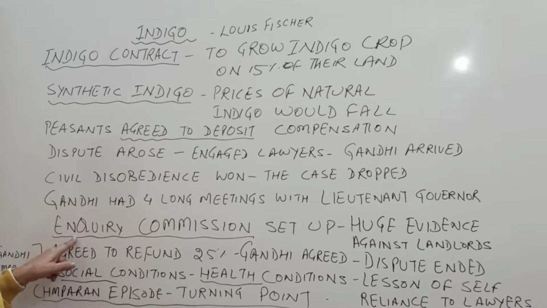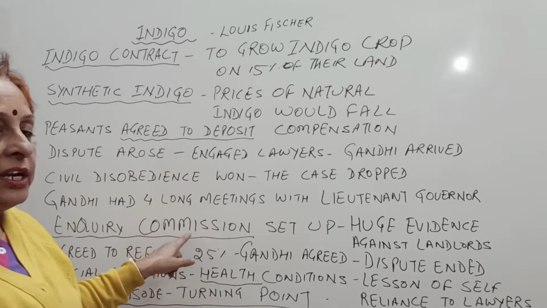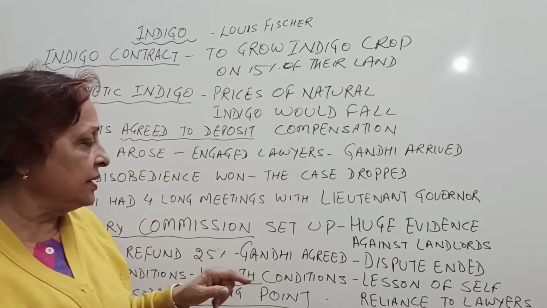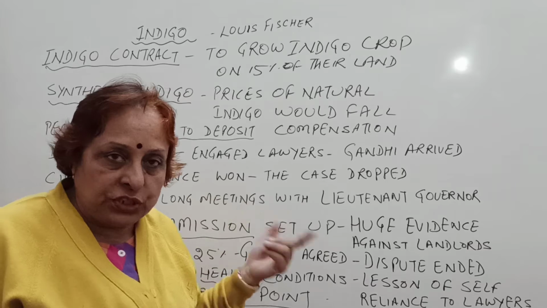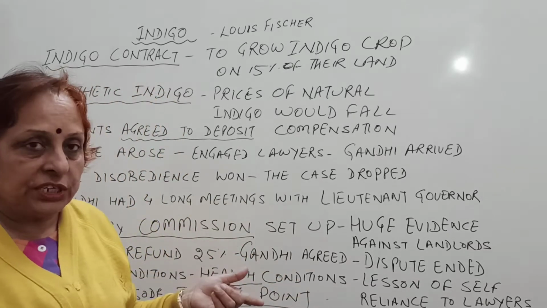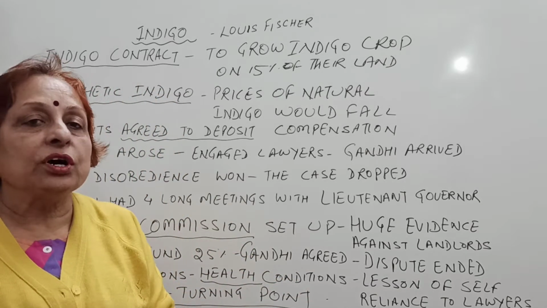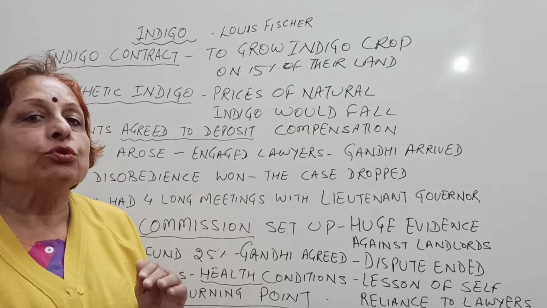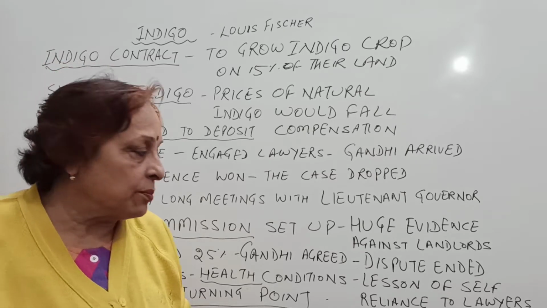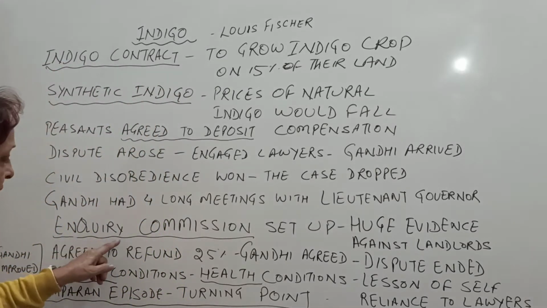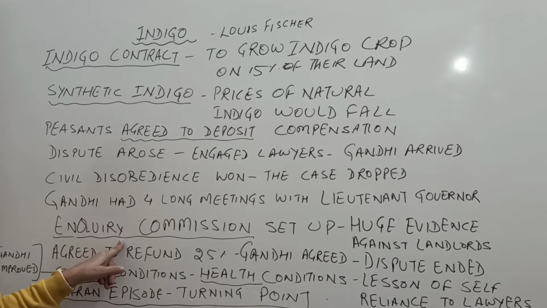Now, who were the members of this commission? The British landlords and the government officials, and Gandhi was the only person who represented the farmers. So, Gandhi as the representative of the peasants.